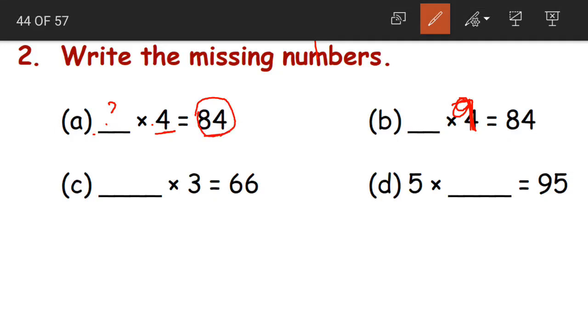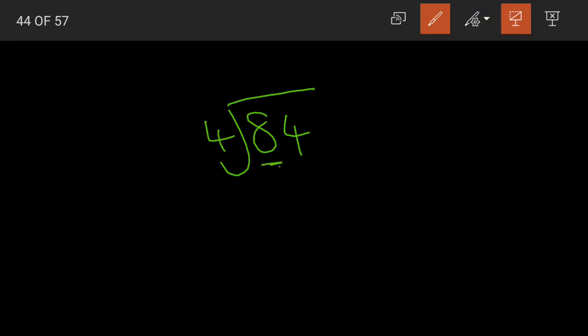Divide the product by the given number. That is 84 divided by 4. To find the other number we have to divide the product by the given number, 84 divided by 4. First taking 8, 4 2s are 8. When we subtract, 0 will be remaining.